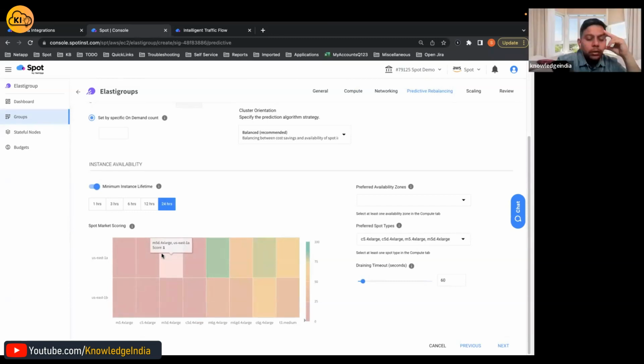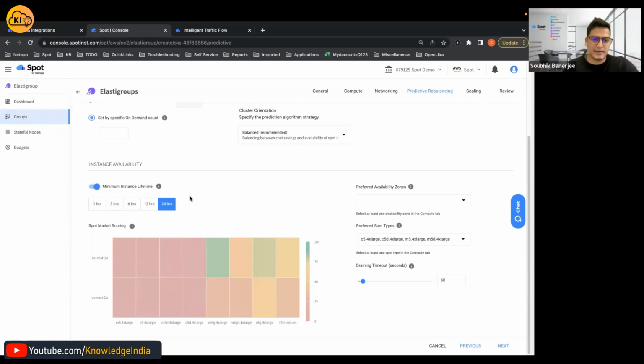Right. Okay, that part I understood. But let's say I selected 12 hours or 6 hours, and based on the heat map, I selected certain instance types in the preferred Spot type. So is it that whatever I had selected in that first compute tab, out of that I'm saying these are the preferred ones? That's what I mean. Exactly. It will give preference to those instance types. Okay. Makes sense. And if it's not there, obviously it will fall back to the other ones, but it's just for preference purposes.